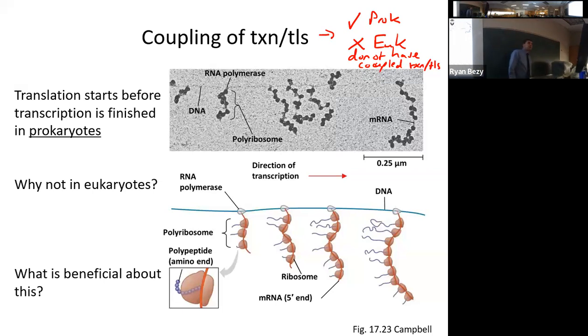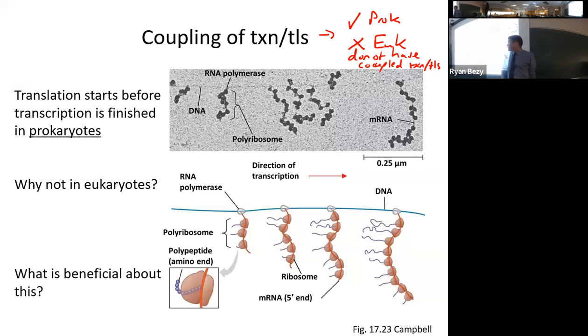What I mean by coupled transcription and translation is that in prokaryotes, translation will start before transcription even makes a final finished messenger RNA. So the messenger RNA molecule is only half made, for instance, and you would already be starting to make protein off of it.